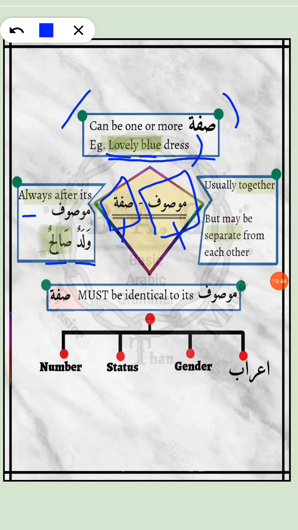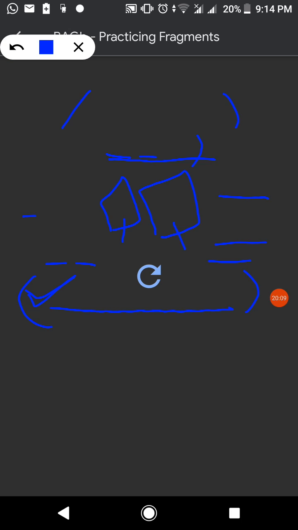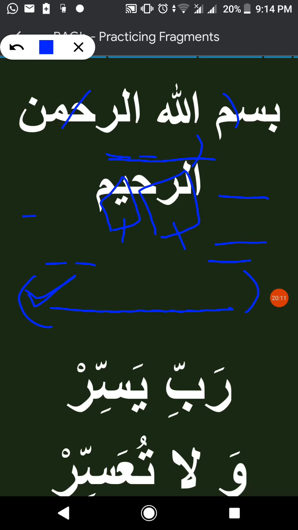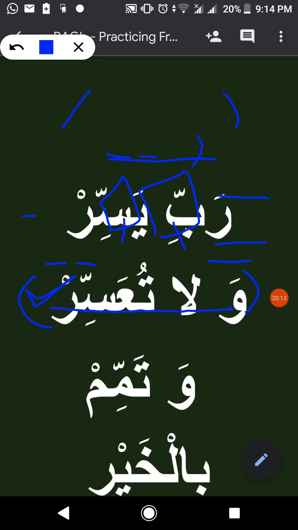Then we see that they are usually together, but the Mawsuf and Sifa may be separated from each other as well. So what to do, and how do you work out that they are actually Mawsuf Sifa? This is the point: the sifa must always be identical to its mawsuf. This is a very important point. Sifa must be identical to its mawsuf.